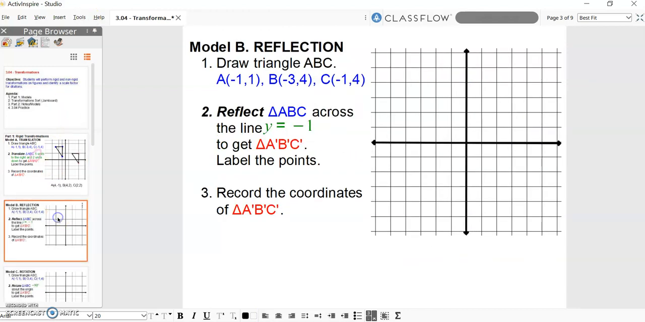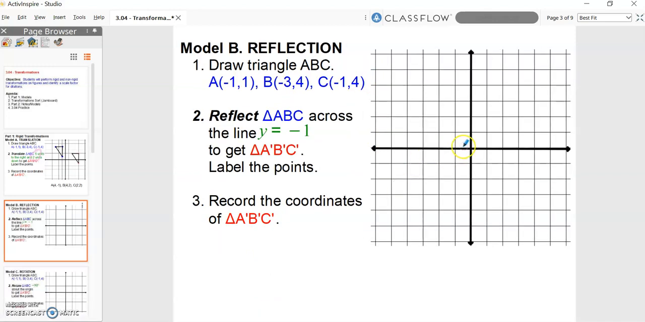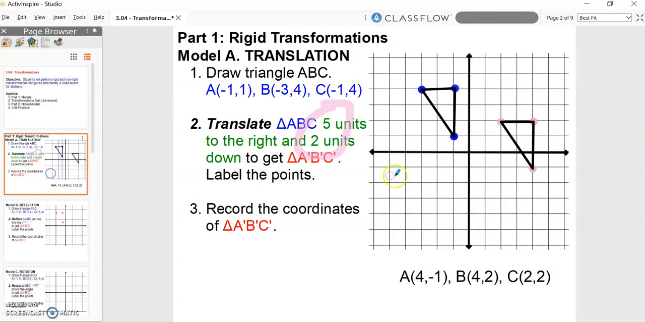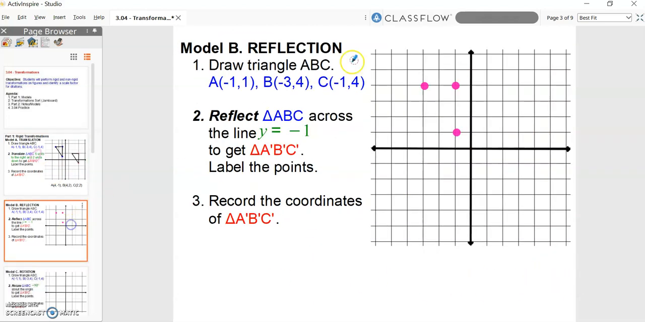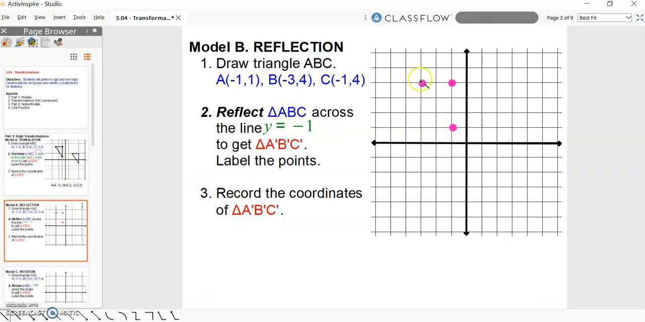Okay. Model B, reflection. So same triangle. Let's go back to, what did we call this last time? So we had -1, +1, -3, +4. I think I showed B and C wrong last time. I think I had this as my B, didn't I? Yeah, so B and C are backwards on this question, just so you know. All right. Connect them.